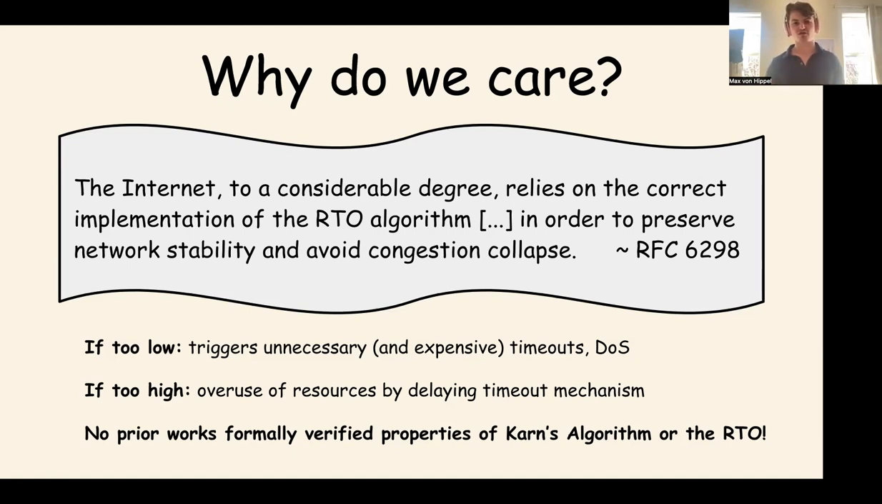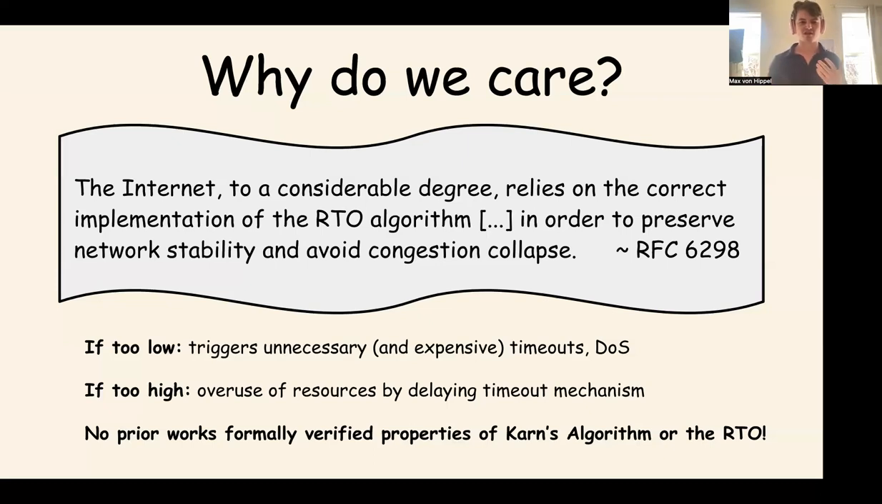So if the RTO is too low, then there will be unnecessary timeouts because of just small delay variations with the delivery of acknowledgements, which could open up the protocol to denial of service attacks. On the other hand, if it's too high, there will be an overuse of resources by the sender because when congestion occurs, the sender will wait too long to respond to that congestion and retransmit packets.